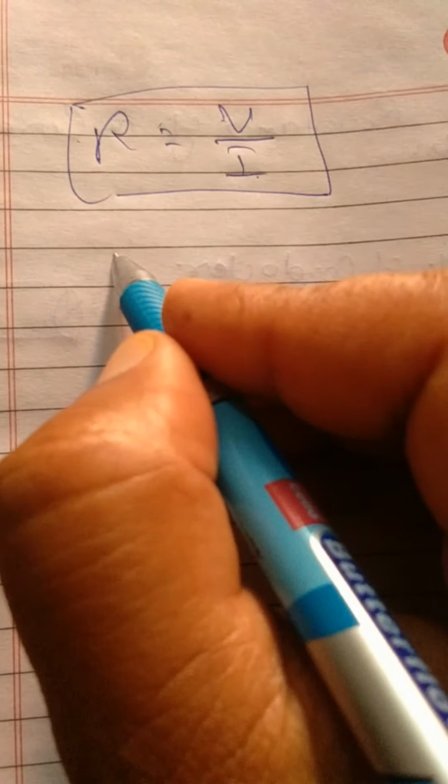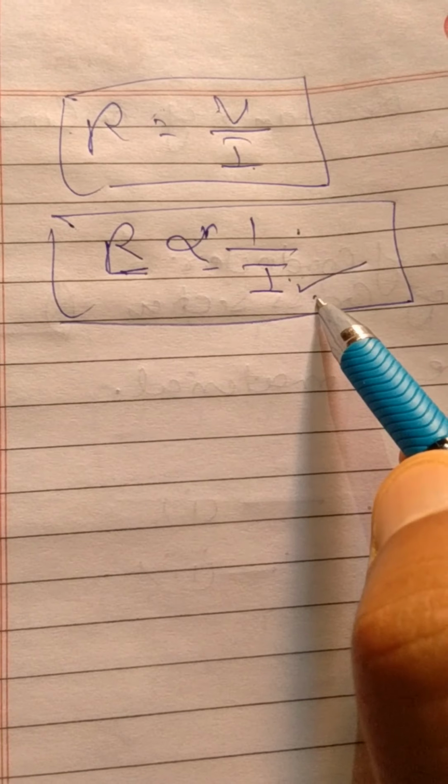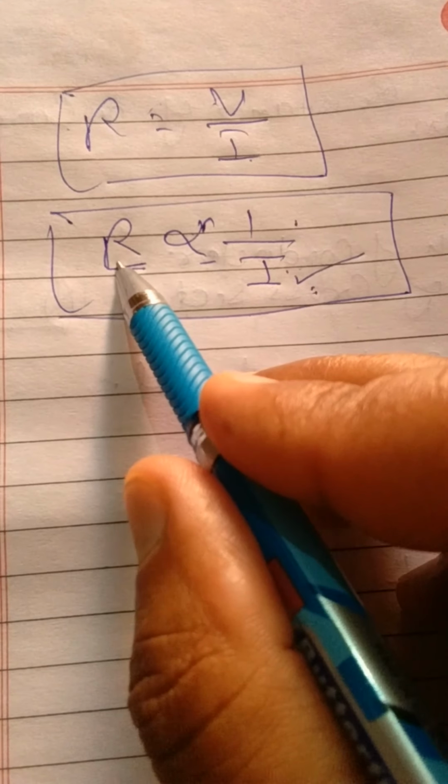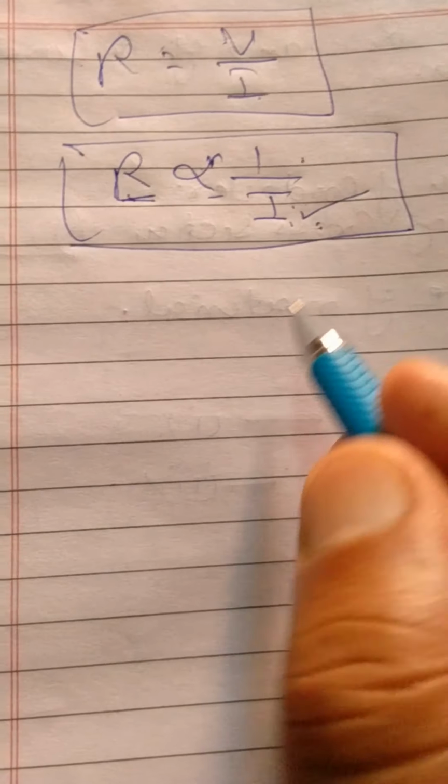I want to show you something from this expression. From this expression we know that resistance is inversely proportional to current, that is R is proportional to 1 by I. This is current, this is resistance. As we told you before, this is inverse, 1 by. If one quantity decreases, the other will increase, and if this increases, the other will decrease. Let's check it out.